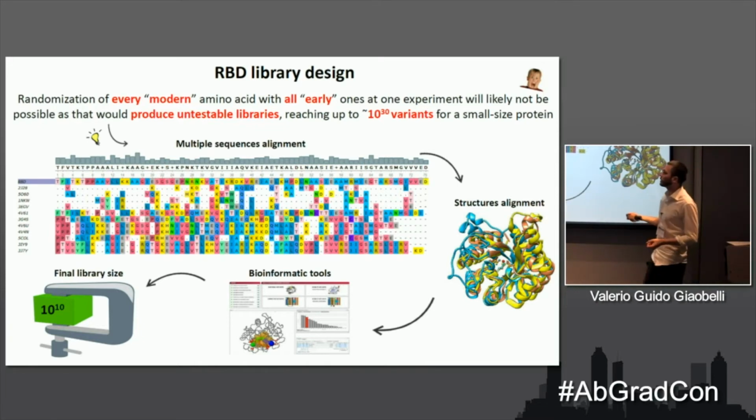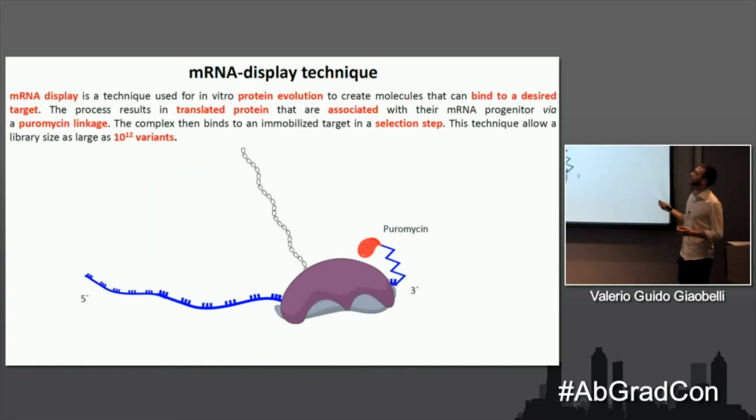At the end of this analysis, we have reached a size of 10 to the power of 10. That is still a huge number, but with the mRNA display technique it's still possible to express this kind of library. This technique is really powerful because, compared to others, for instance phage display, where you can express a library of maximum 10 to the power of 9 clones, here we can express three orders of magnitude more than the other technique.